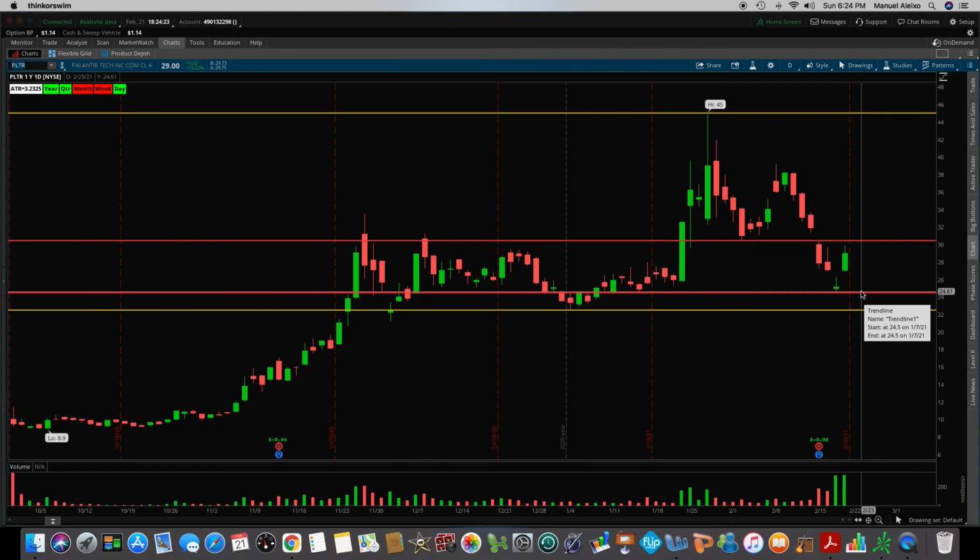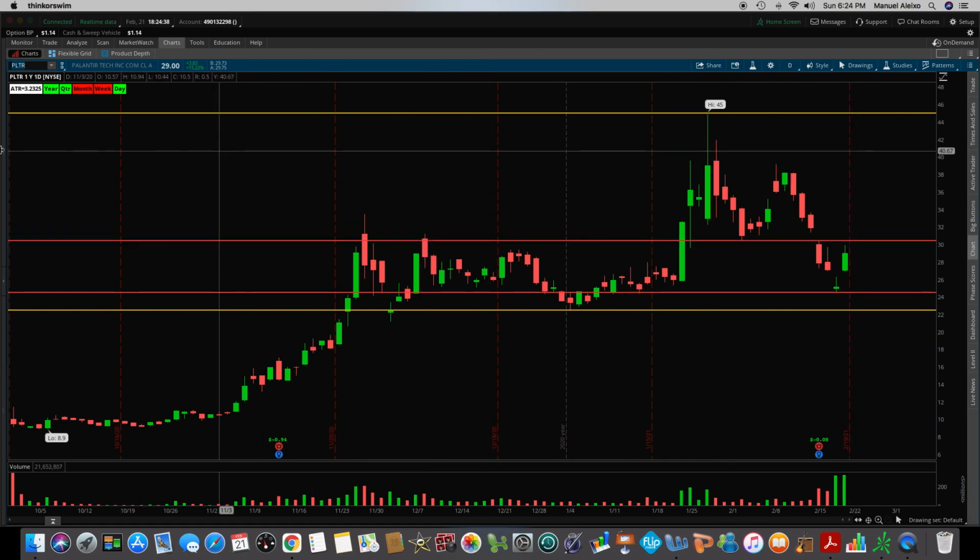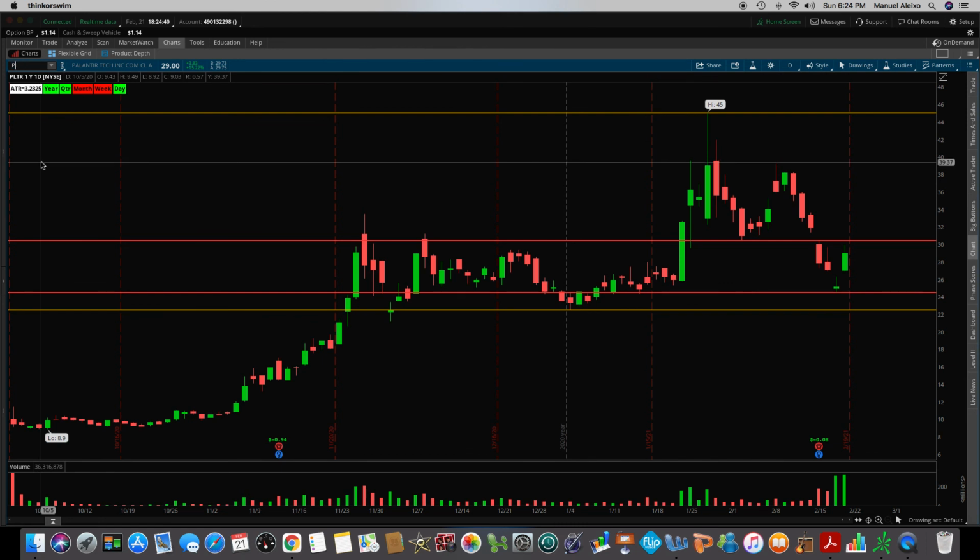Again, I'm not 100%. I don't have a crystal ball. All I know is that in order for Palantir to get out of this area, it has to break $30.44. And then maybe we can start marching up again. So PLTR, that is number 6 on the watch list.